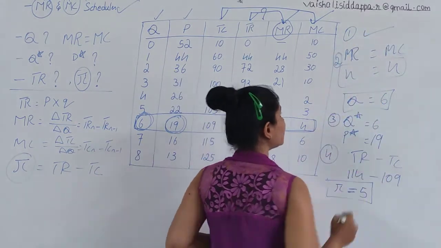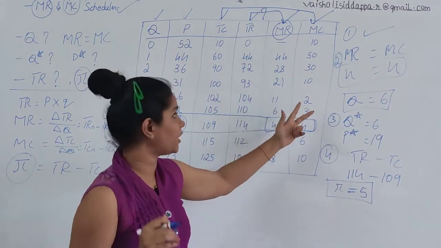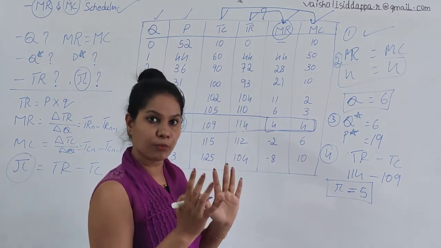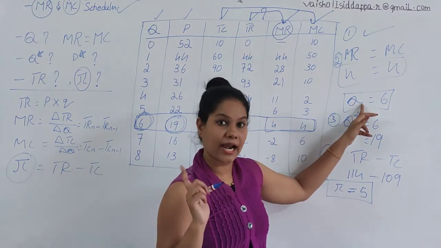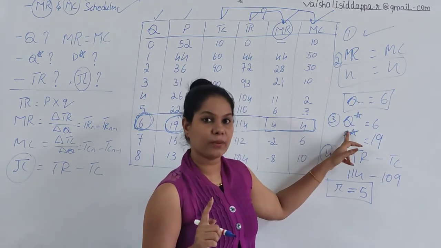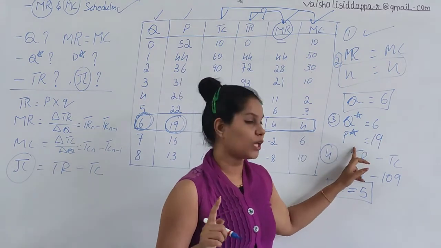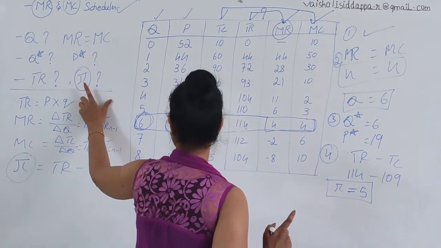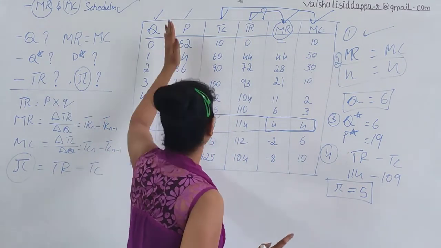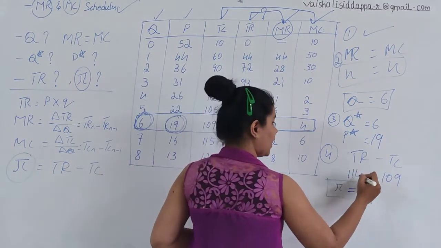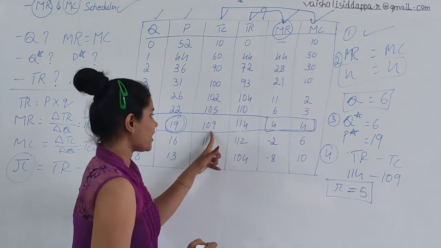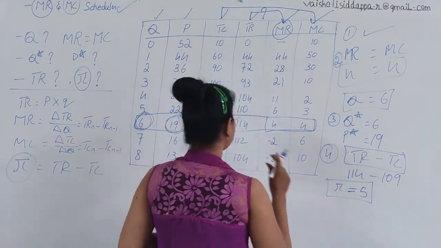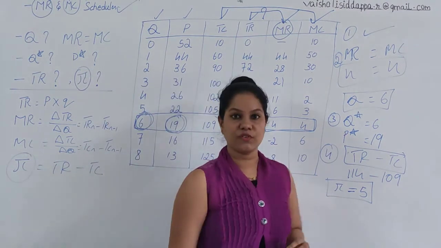The first question, the MR and MC schedule you have to construct, which we have done. Where MR is equal to MC, where 4 and 4 are both equal. And what is the quantity at that point? It's 6. What is the equilibrium quantity? It is 6. What is the equilibrium price? Which is 19. And what is the total profit? To find the total profit, you need TR, which we have already constructed. So now TR is 114 and TC is 109. This is the formula to find the profit. When you subtract them from each other, you get a profit of 5.